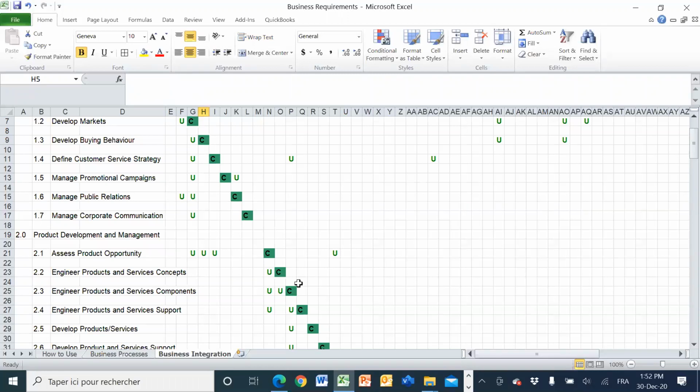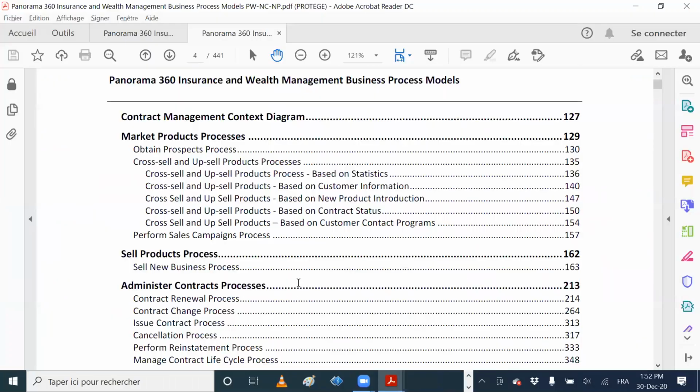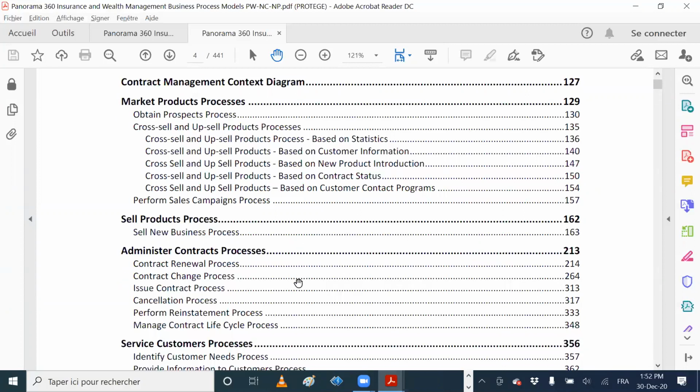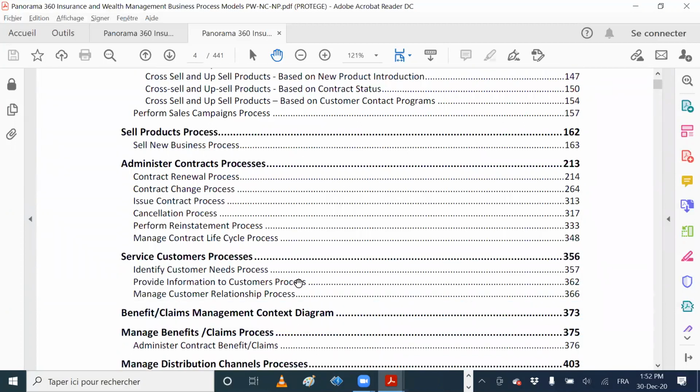In addition to this, it comes with a 441-page book of all the processes that we spoke about, with the sequencing of those processes and the activities that are included in each one of those processes.